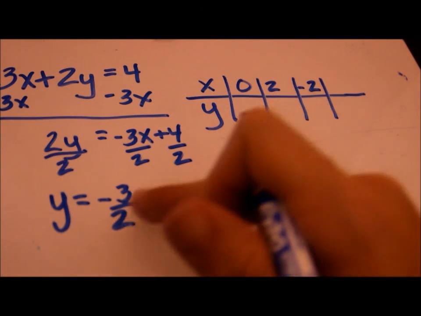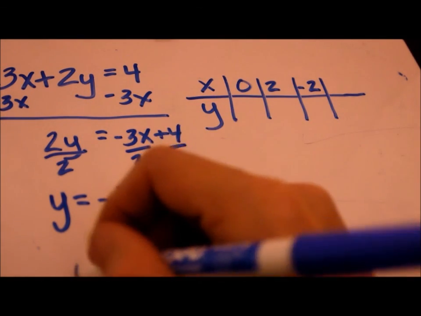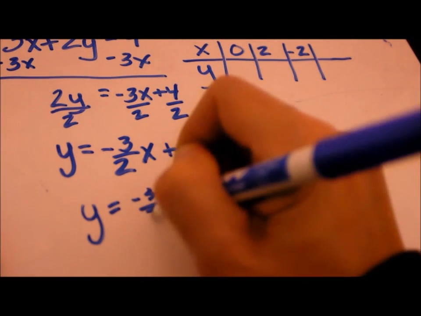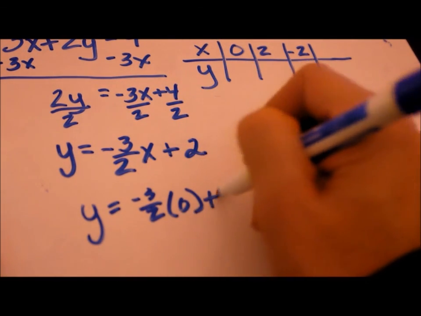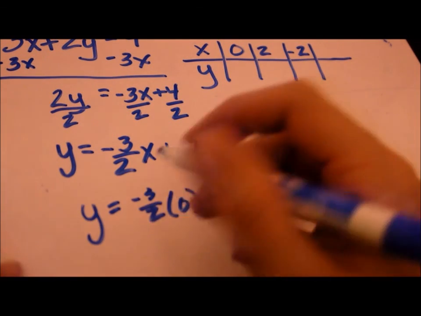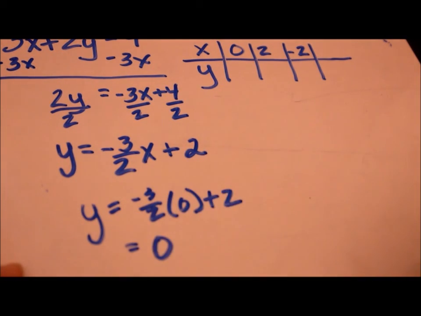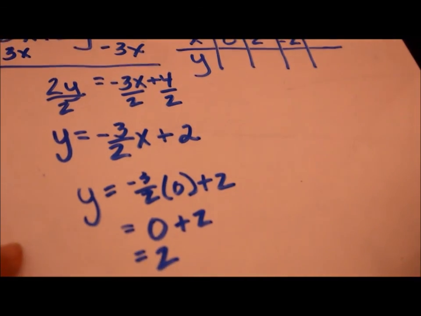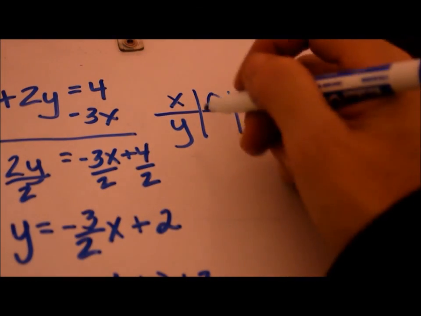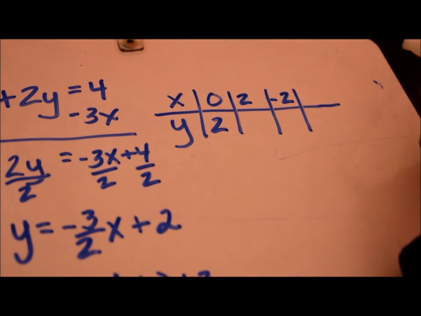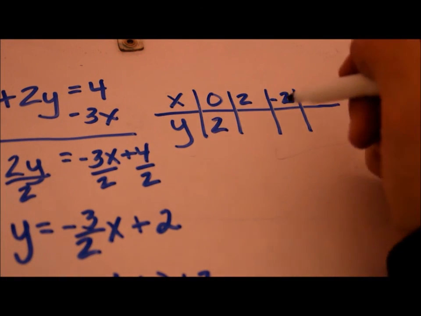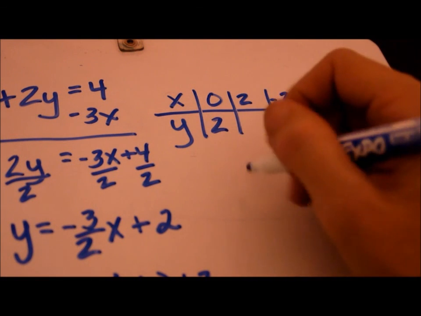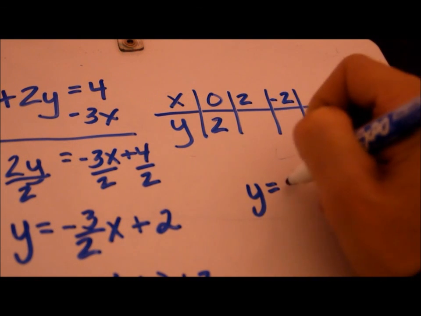So when x is 0, if we plug 0 in here, we get y equals -3/2 times 0 plus 2. I know you can't really read that because it doesn't really matter. That just turns into 0 plus 2, or y equals 2. Okay, so when x is 0, y equals 2.